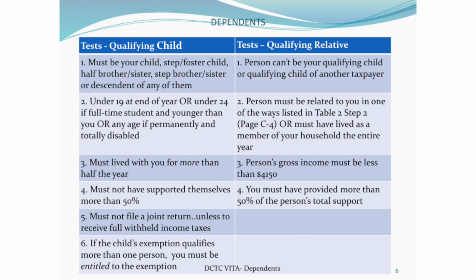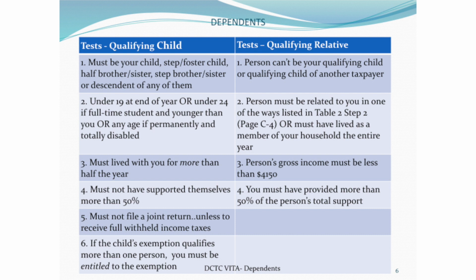Let's just talk about the qualifying child. The qualifying child must be your child, your stepchild, your foster child, your half-brother or half-sister, could be your stepbrother or your stepsister, or any dependents or any descendants of any of them. Your child or the qualifying child must be under age 19 at the end of the year, or under age 24 if they're a full-time student, and younger than you, or any age if they're permanently and totally disabled.